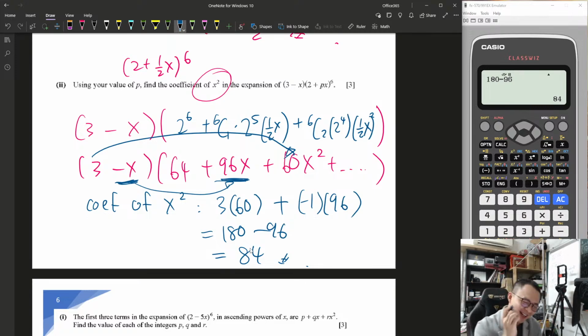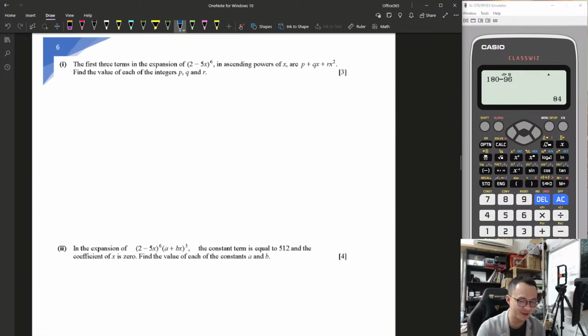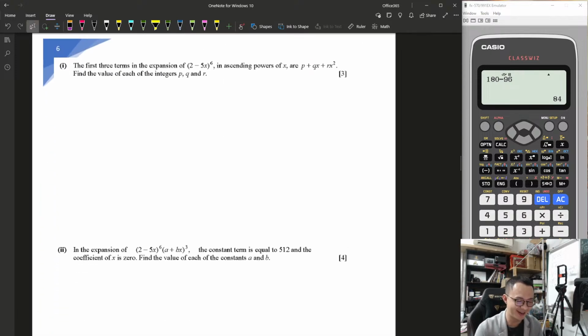I hope you guys kind of get it. Now, if still not getting it, let's continue. Okay, first 3 terms for this one. I try to do faster and faster so that you can learn my skill.